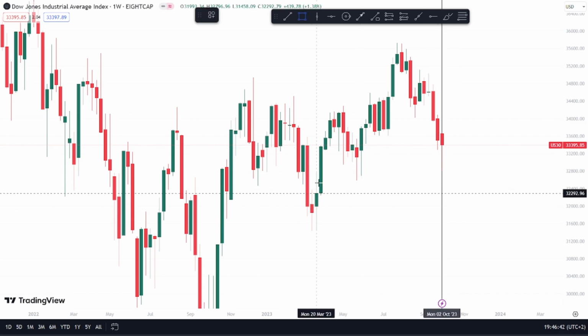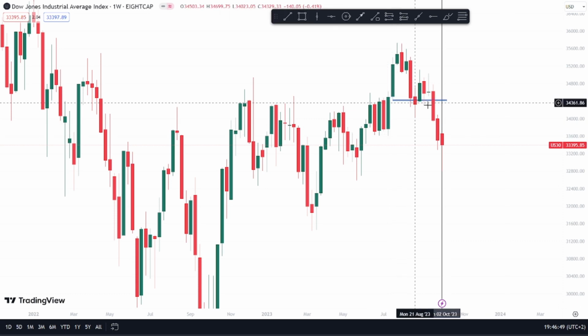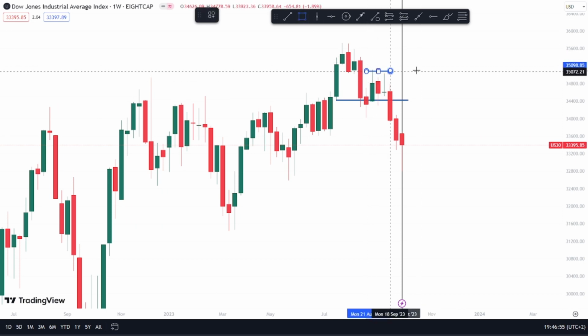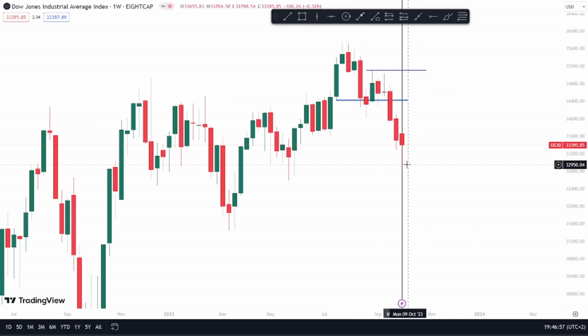Initially price was in an uptrend making higher highs and higher lows, and it was when price broke this key level right here and made a lower low and came back for a lower high, and after this lower high price continued pushing to the downside.